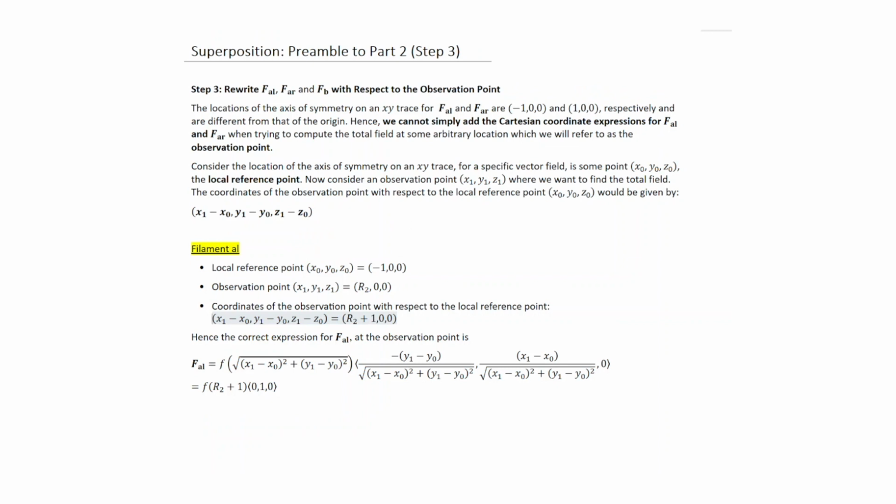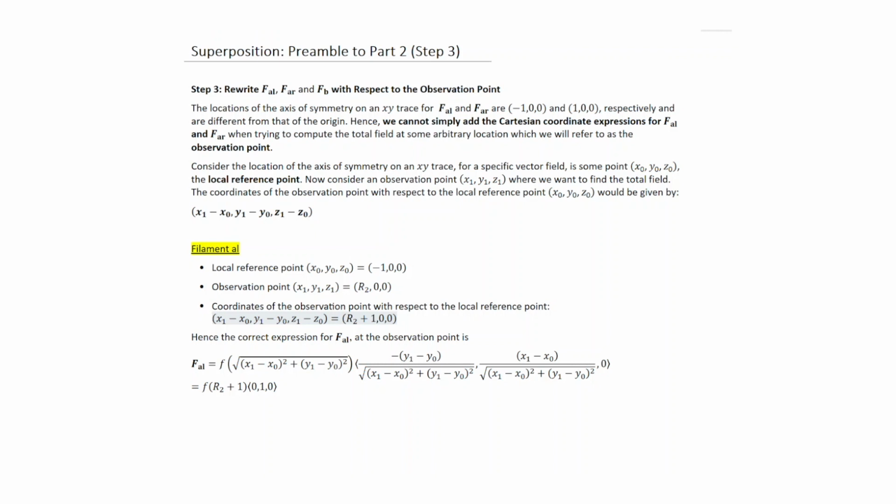All right, so the next step would be to rewrite the field for the two filaments and the field for the shell with respect to the observation point, which is what we were alluding to in the previous slide. The locations of the axis of symmetry on an xy trace for FAL and FAR are minus 1, 0, 0 and 1, 0, 0 respectively, and are different from the origin. Hence, we cannot simply add Cartesian coordinate expressions for FAL and FAR when trying to compute the total field at some arbitrary location, which we were going to refer to as the observation point.